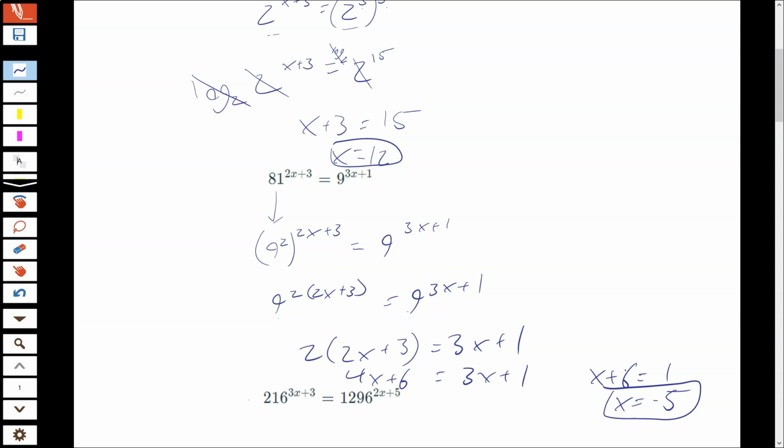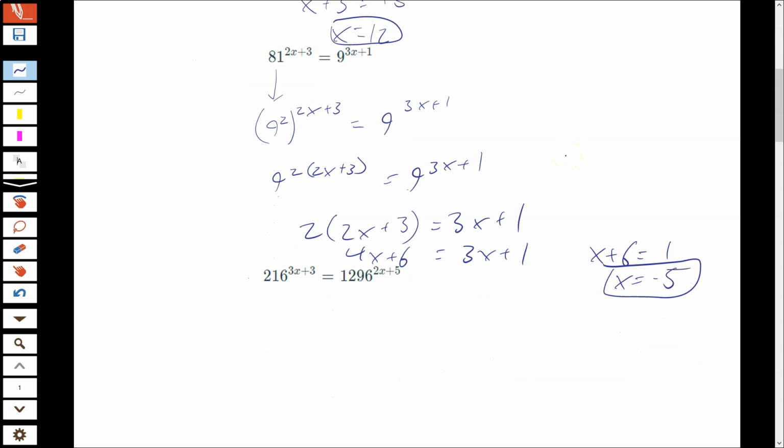Now is a great time to pause, capture this example in your notes, and make sure that you can understand how I did each step. Okay, now our last one here.